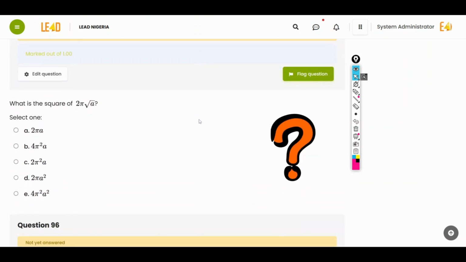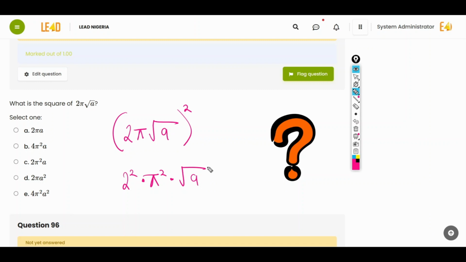Okay, question 95 says, what is the square of 2 pi root a? All right, so 2 pi square root of a. What is the square of the whole thing? Okay, so we can apply the square to each individual factor. We would have 2 squared times pi squared times root a squared.